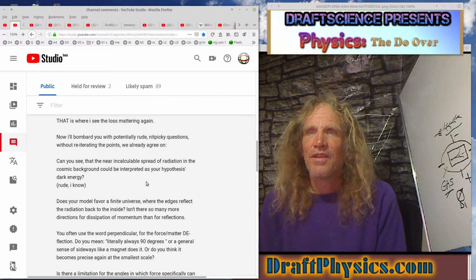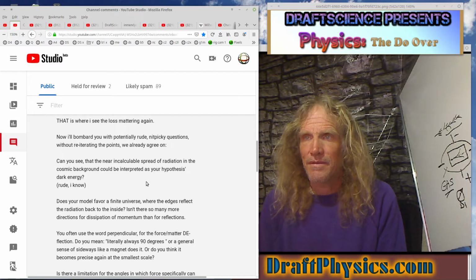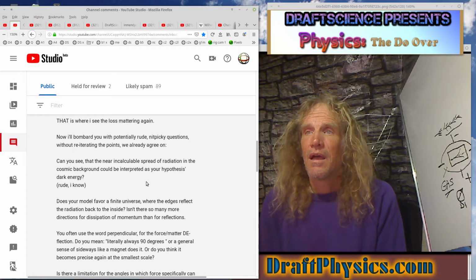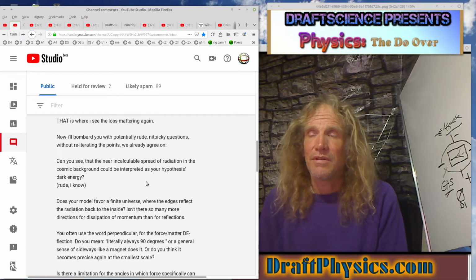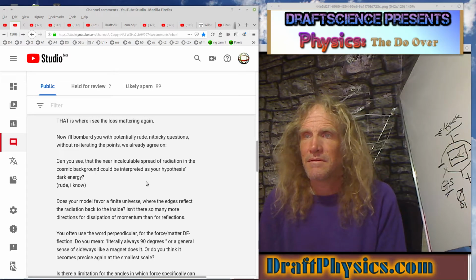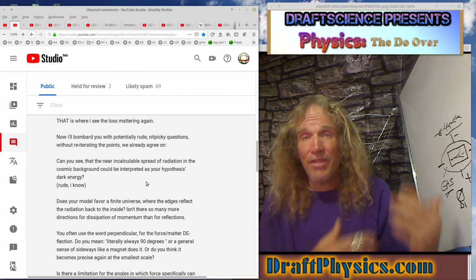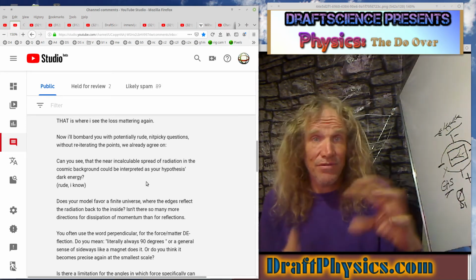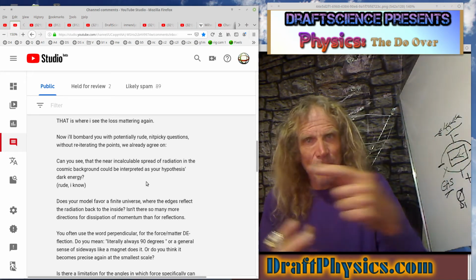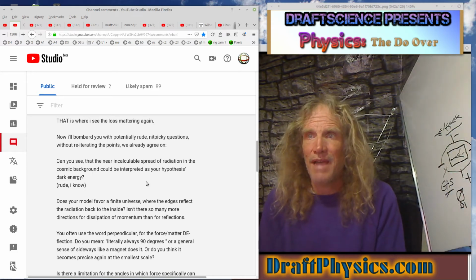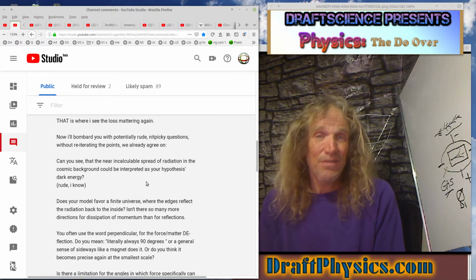All right. You often use the word perpendicular for the force matter reflections. Do you mean literally always 90 degrees? Yes. I think the geometry is rather rigid. Or a general sense of sideways like a magnet does it? Magnets are a field. So the reason why they reflect in various ways depends on how deep you go into the field, how close you get to the magnet will decide how much you turn. So it's a gravity argument. So it's a little different.